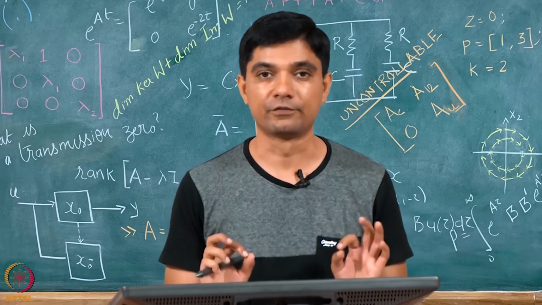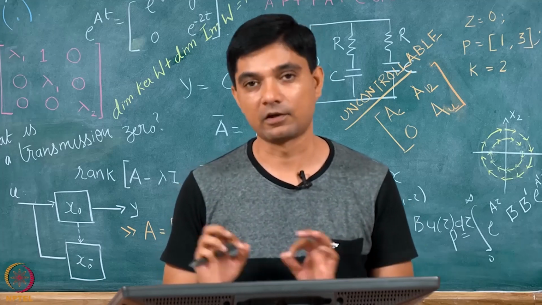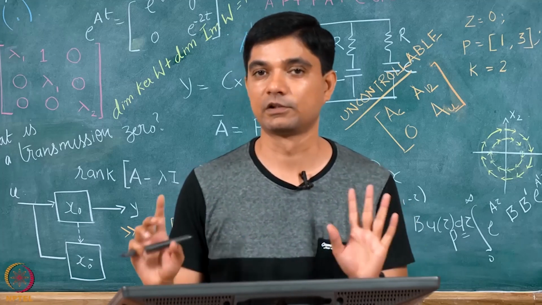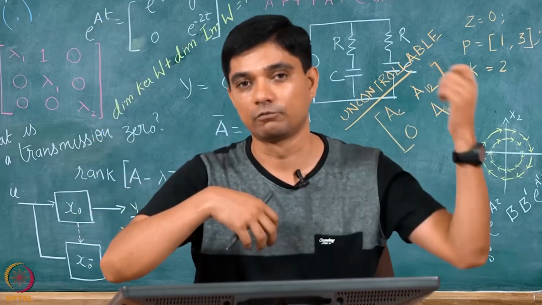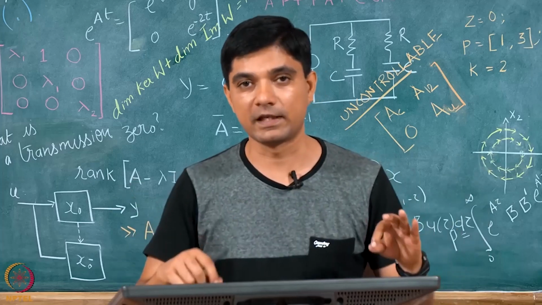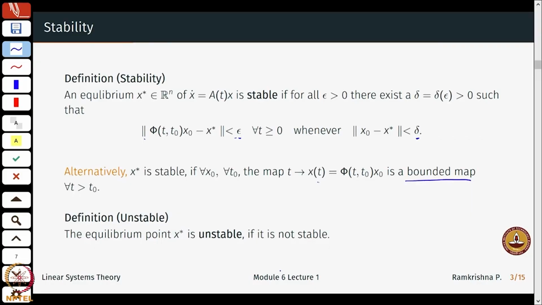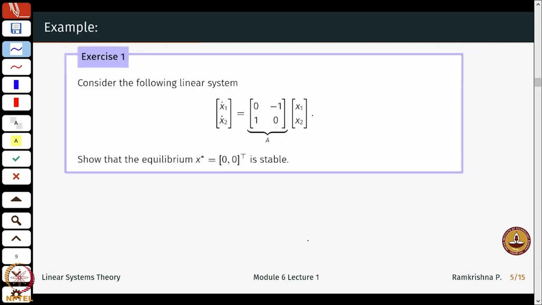What is unstable? There is only one definition. Whatever is not stable is unstable. So that is the only definition of instability. You do not really check whether the solutions are going to infinity or doing whatever and so on. Whatever is not stable is unstable. Okay, so that is the only definition of a system being unstable.